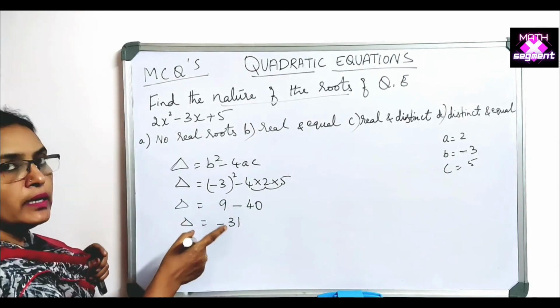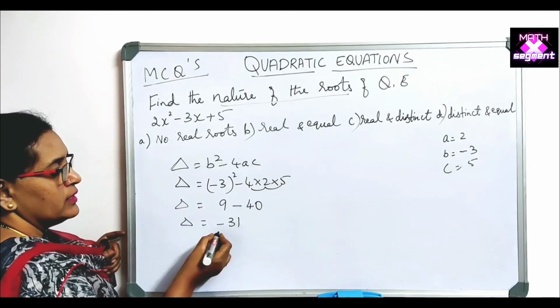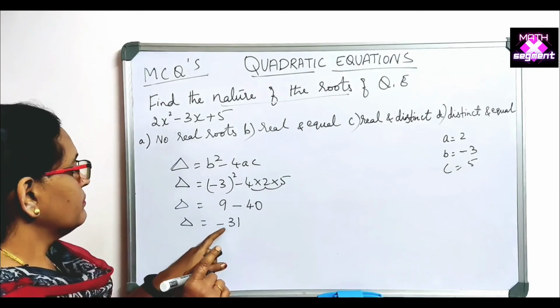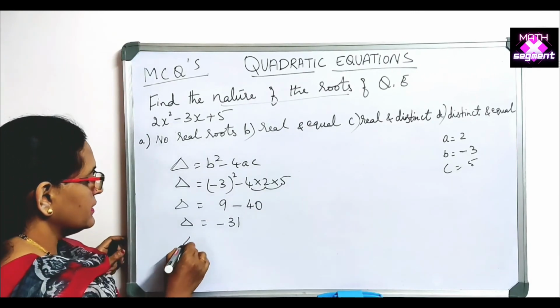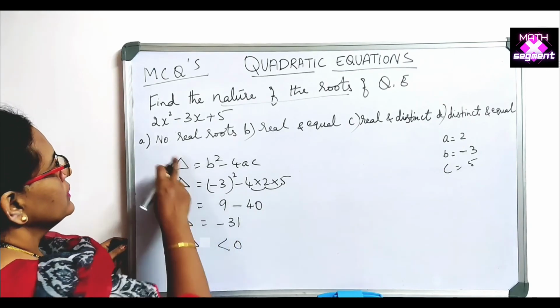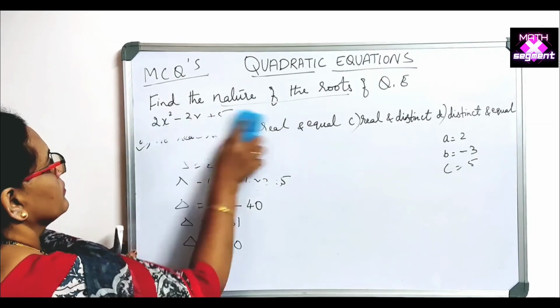In the introduction part I have told you, whenever you are having a negative value, that means there are no real roots. So when the delta is minus 31, that means delta is lesser than 0. If it is lesser than 0, that is no real roots. Option A is the correct answer.